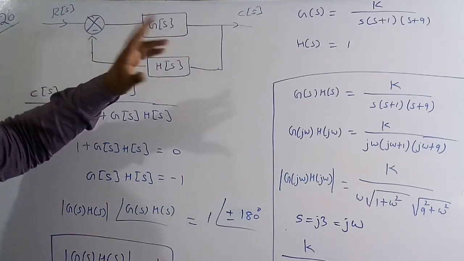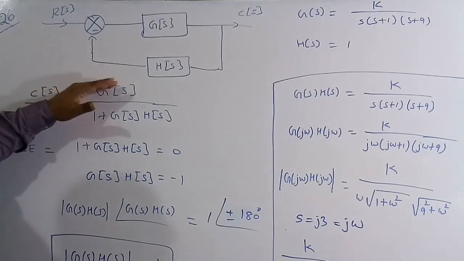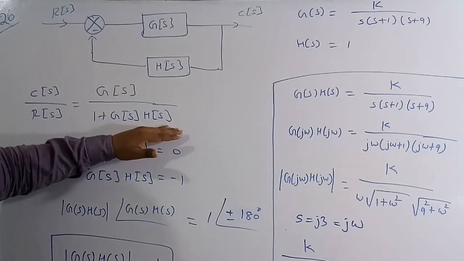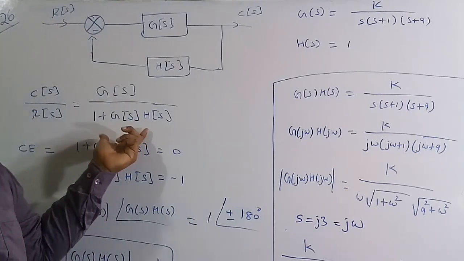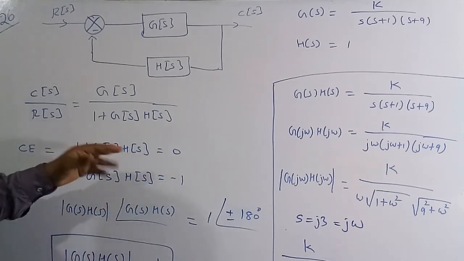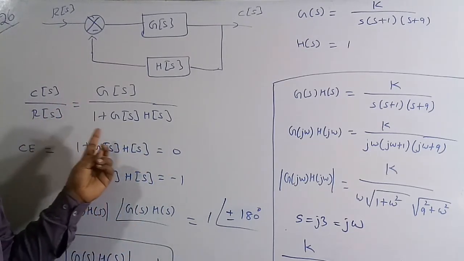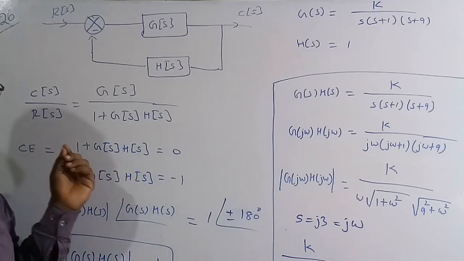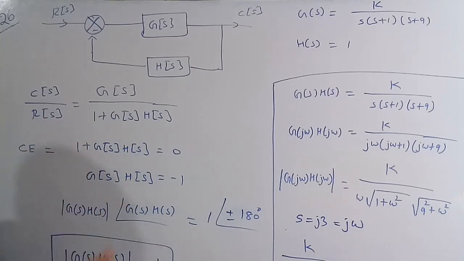So I want to find the transfer function of the total overall system, which is C(s)/R(s) = G(s) / (1 + G(s)H(s)). This denominator part is called the characteristic equation. So the characteristic equation is 1 + G(s)H(s) = 0. As G(s) is a function of K, as K varies, the roots are also going to vary. If you plot all those roots for a range of K values, the diagram we are going to get is called the root locus diagram.